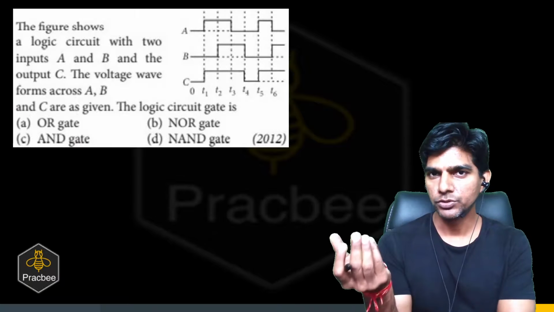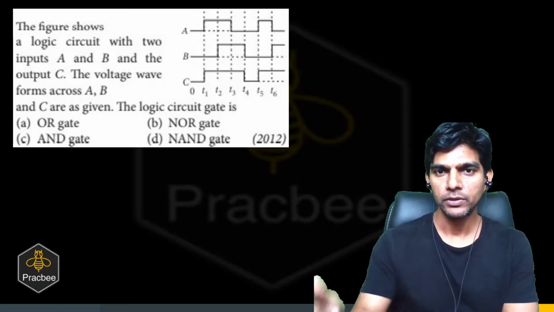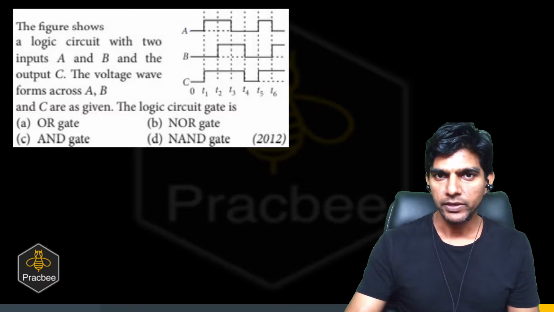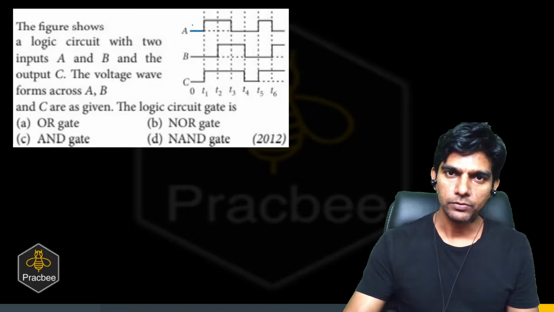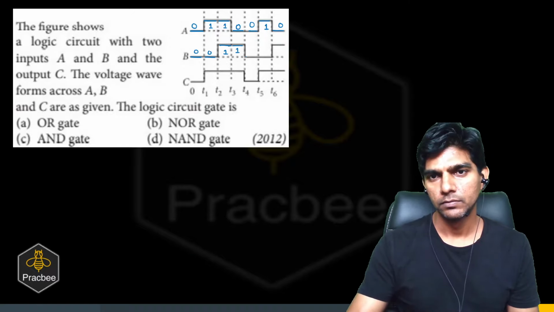Sometimes you will get a question where the input waveform will be given to you and the output waveform will be given to you. Accordingly, you have to figure out which gate it is. So for example, if I see the square waveform of the input A, this means 0, this means 1, 1, 0, 0, 1, 0. Similarly for B, this is 0, this is 0, 1, 1, 0, 0, 1.